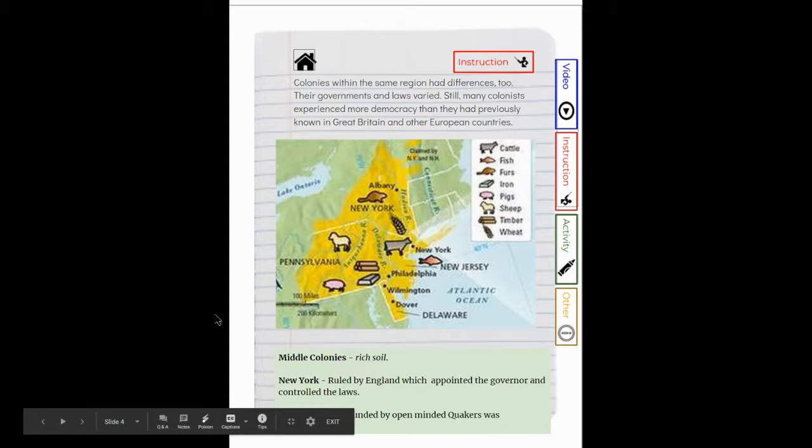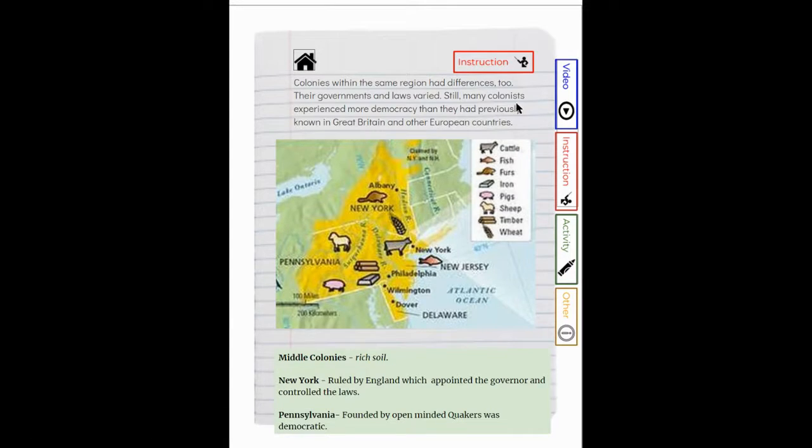Colonies within the same region had differences too. Their governments and laws varied. Still, many colonists experienced more democracy than they had previously known in Great Britain and other European countries.